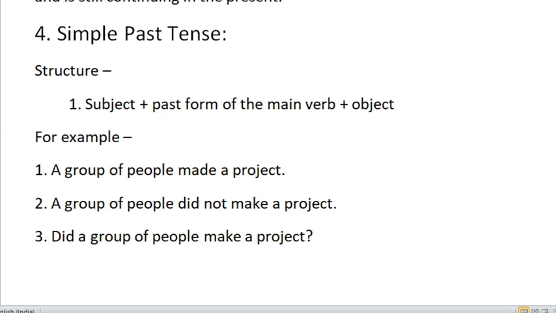So here, simple past tense, and we have discussed the negative form of this first structure, the verbal form of the first structure, and the actual positive form of the first structure.